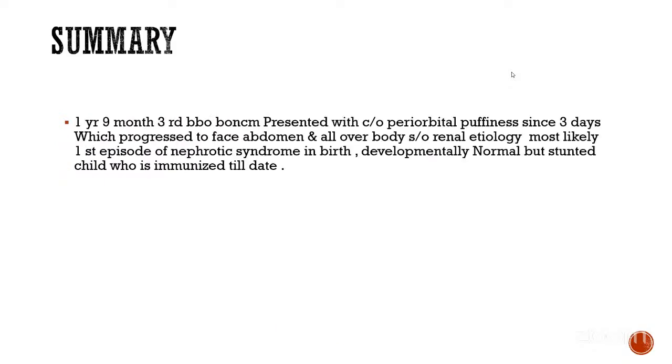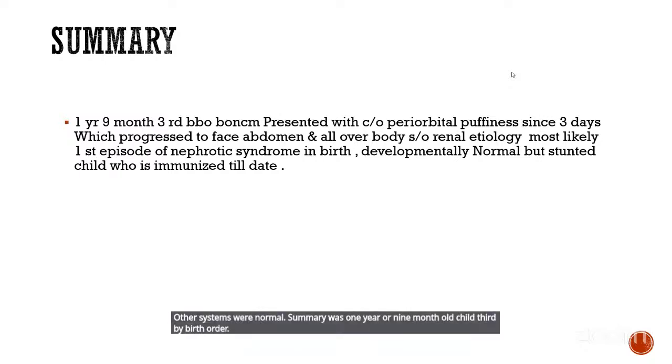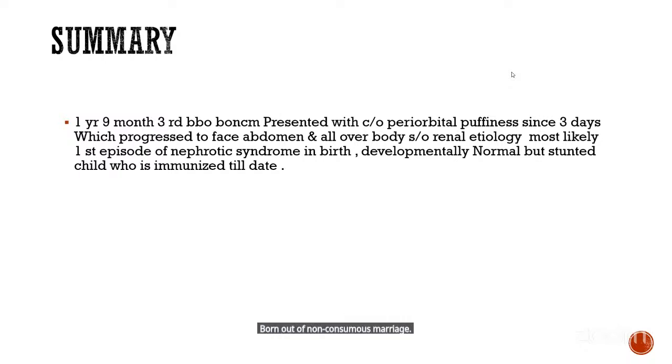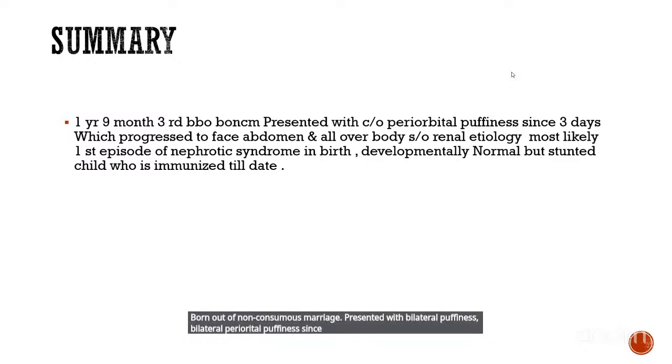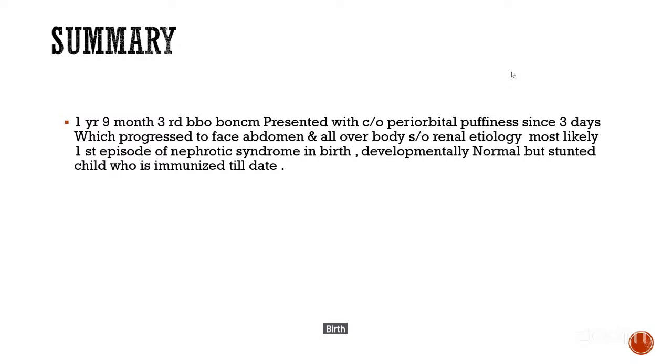Summary was 1 year, 9-month-old child, third by birth order, born out of non-consanguineous marriage, presented with bilateral periorbital puffiness since 3 days, which progressed to face, abdomen, and then all over the body. Suggestive of renal etiology, most likely the first episode of nephrotic syndrome in a birth and developmentally normal but stunted child who is immunized till date.